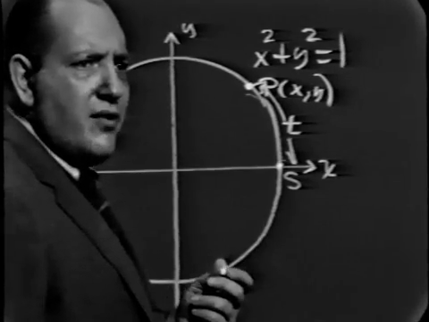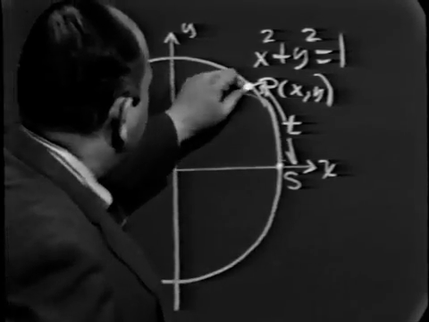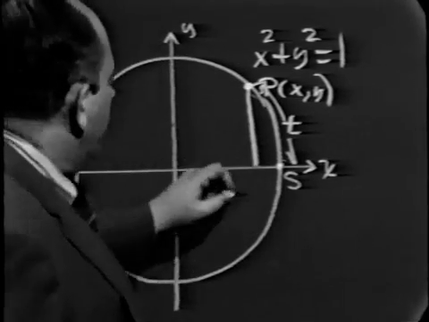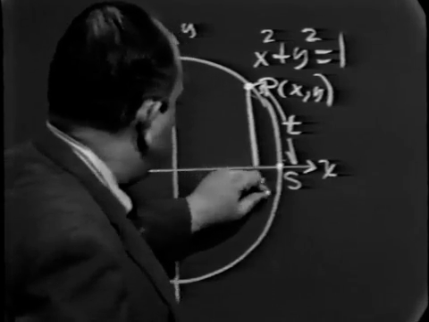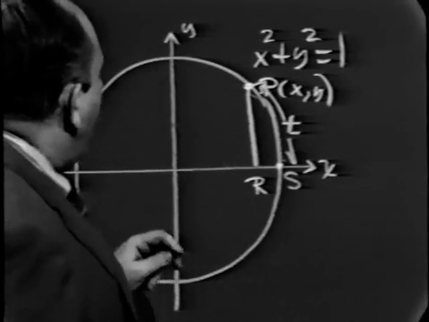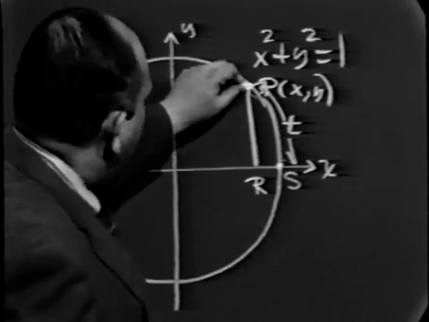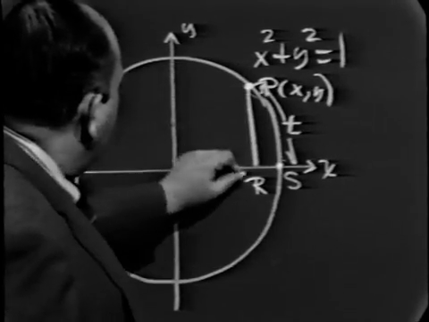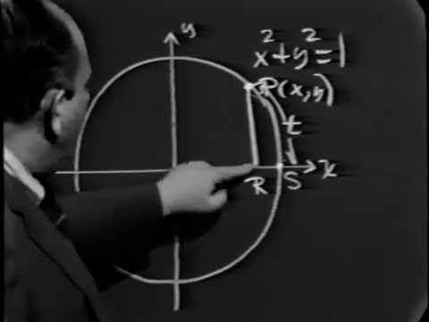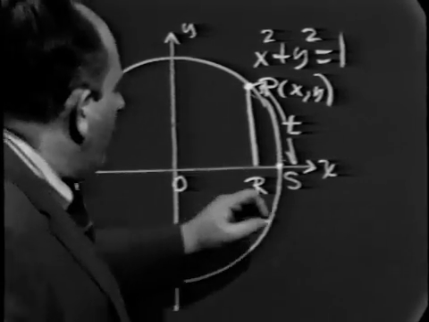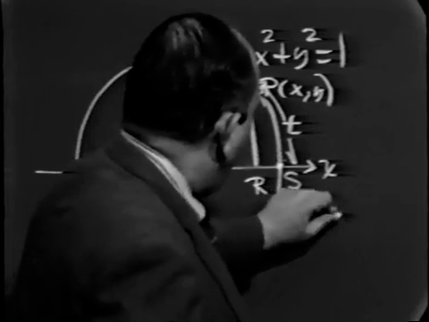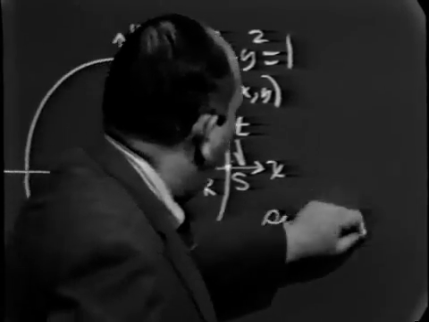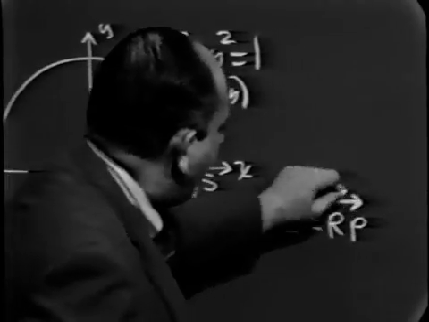The usual trigonometric conventions. Now what I do is at the point P, I drop a perpendicular. And I define the sine of t to be the length PR and the cosine of t to be the length OR. In other words, I could write down that I'm defining sine t to be the length of RP in that direction.